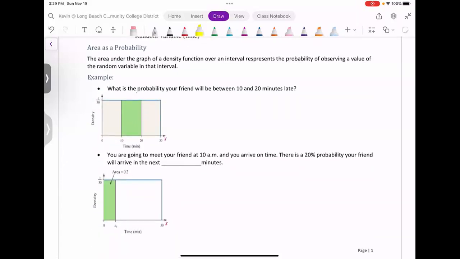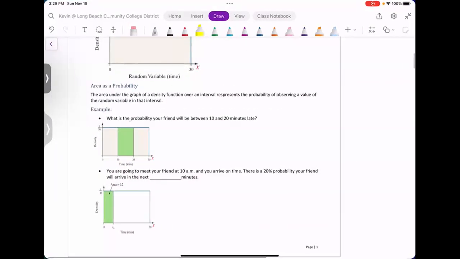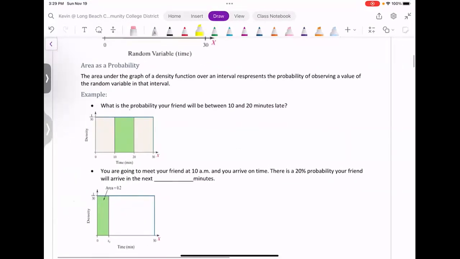We're now going to view area as a probability. This is a big deal. Area as a probability, meaning area under the curve represents a probability. And the x-axis is going to be whatever we label. In this case, it's minutes late for my friend. And there's two things we're going to be looking at. Given information on the axis, what is the area? Or we're given the area and we want to find some information on the axis. So those are going to be the two main things that we're going to be looking at.